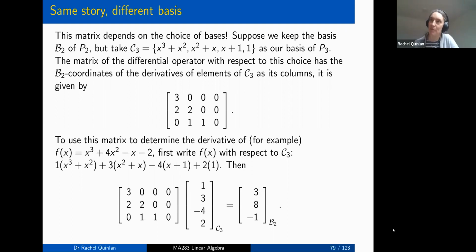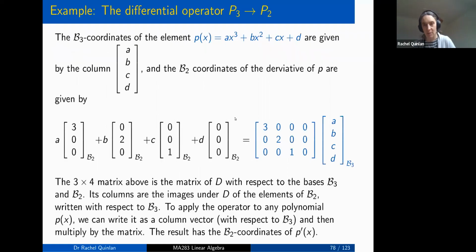So the point of that last part of the example was just to point out that we can write the matrix of a given linear transformation with respect to any choice of basis. If we change the basis for either the domain or the target space or both, the matrix will change as well. So this is the matrix of the same operator, the differential operator from P3 to P2, with respect to the basis C3 of P3 and B2 of P2. It's not the same matrix as we had on the last slide, which was the matrix of the same operator, but with respect to a different choice of basis.